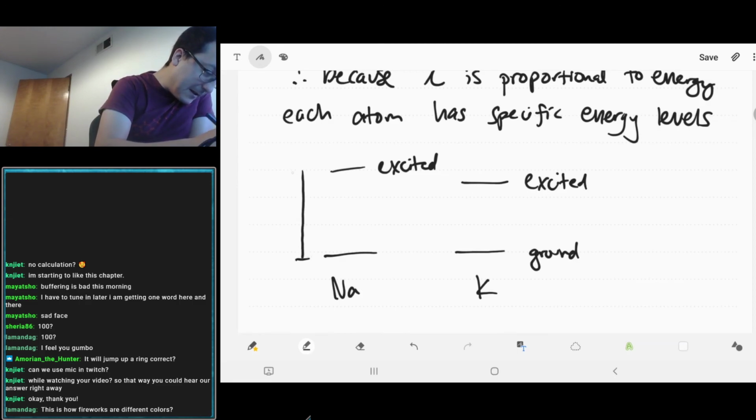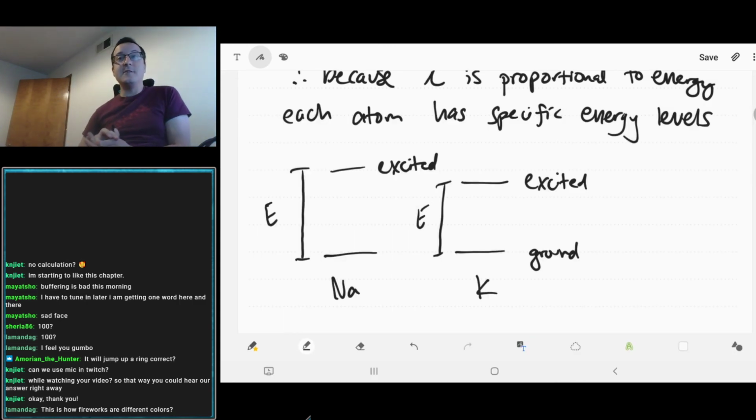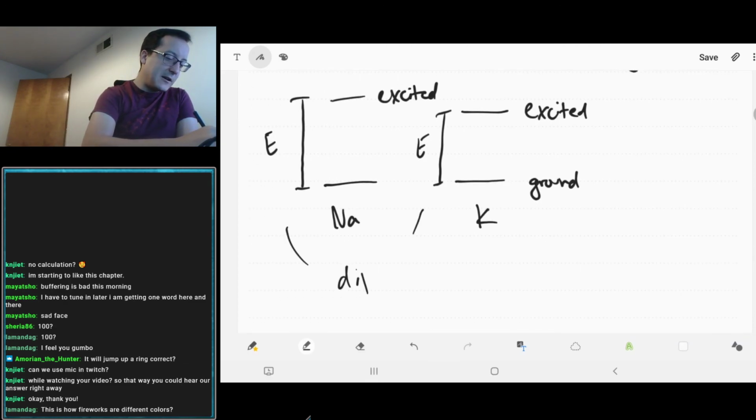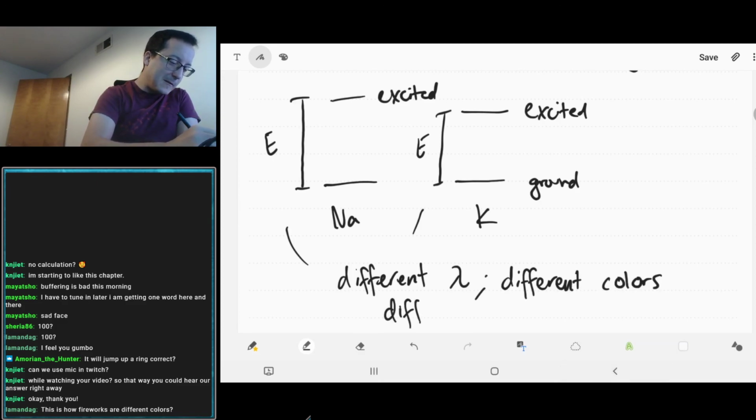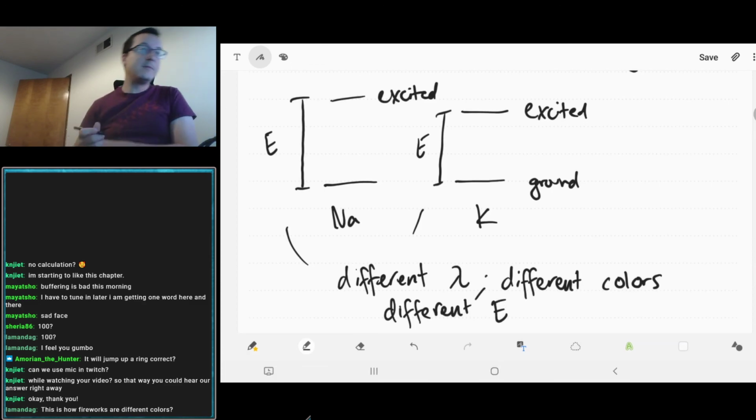We're going to see that this energy difference between them is not the same. So when we excite these atoms, these electrons, and they fall back down again, these are going to have different wavelengths, which are going to mean they have different colors and different energies. We have fancy words for all this stuff.